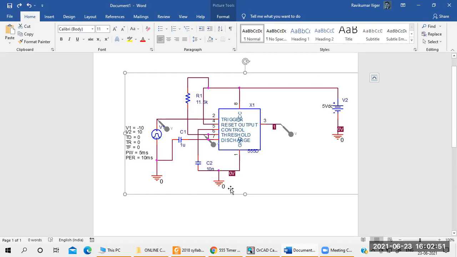So here we can watch the output voltage from terminal number 3. Then we can watch the capacitor charging and discharging across the capacitor. And you can see the input voltage also here. So this is the complete circuit of the 555 timer.